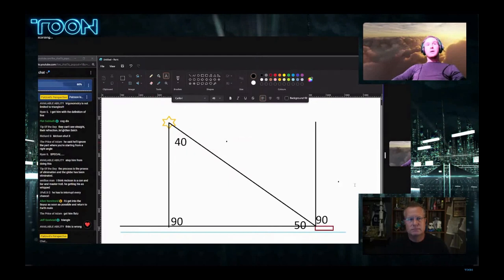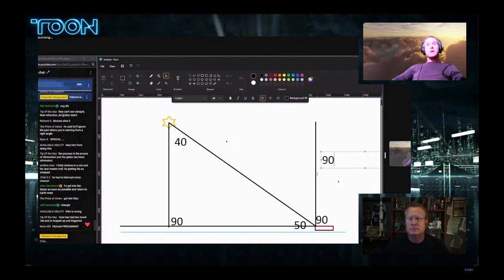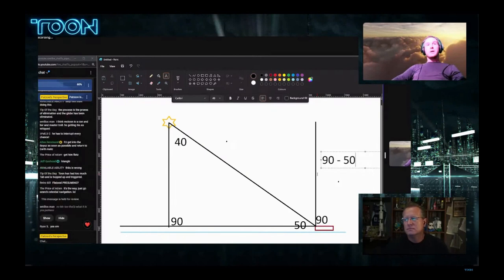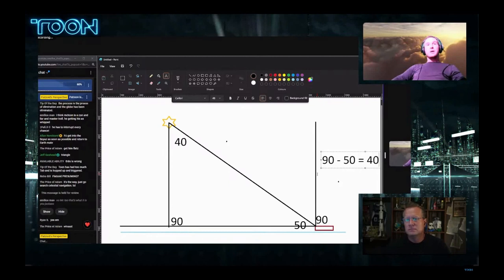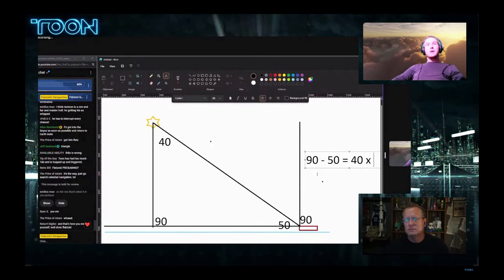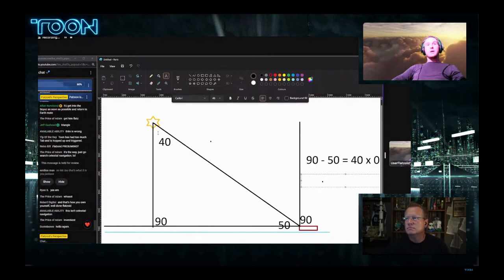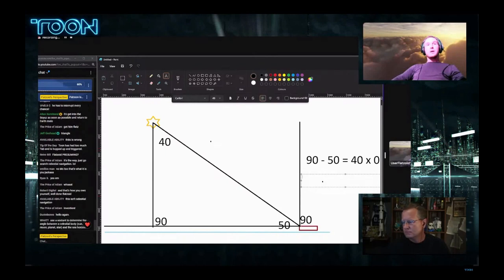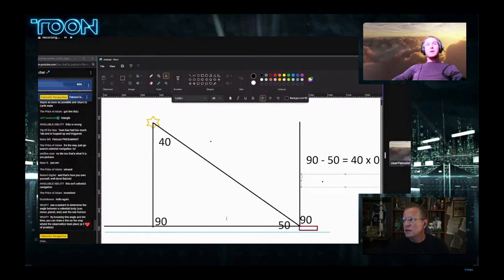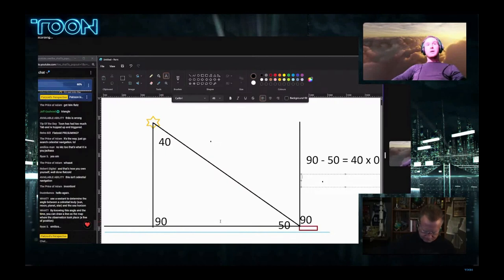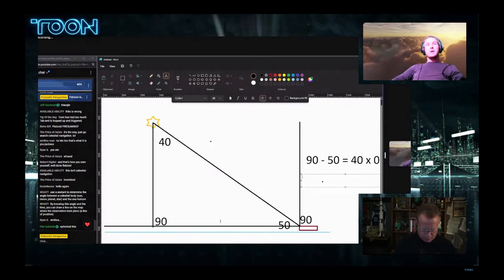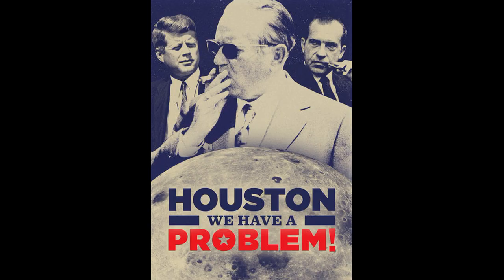Okay, so if we use the math anyway to just verify this, 90 minus the measured angle gives us the altitude, the elevation angle, which is 40 times 60 nautical miles, which gives us our distance. So because I did this, I was able to get the distance from my GP to the star's GP. You get what happened now. Where did you get that 60 from? Nautical miles. Yeah, but where did you get that from? From the angular reading. Houston, we have a problem.